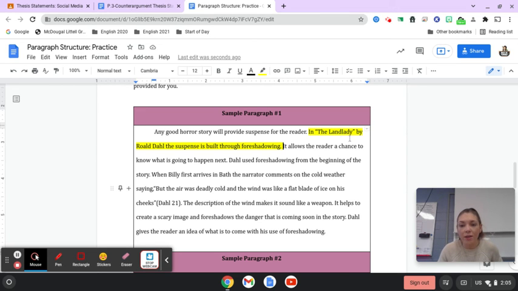And this is an address, right? The Landlady. I know what piece. And what am I going to talk about? Foreshadowing. So I have specifics.